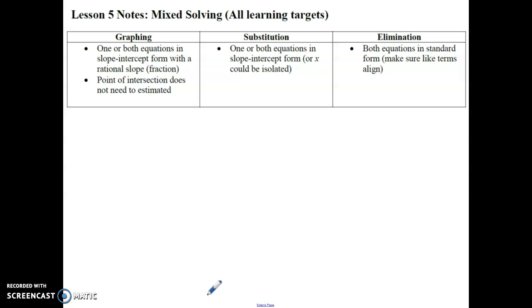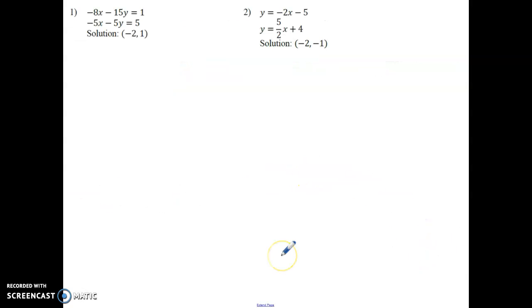Substitution also works when one or both equations are in slope-intercept form, but it's probably a little bit easier to do when there aren't fractions, but you could definitely do that even if there is a fraction. And then elimination is easy when both equations are in standard form, and make sure that your x's and y's are lined up or stacked on top of each other like we talked about a couple lessons ago. So let's go ahead and do a couple problems.